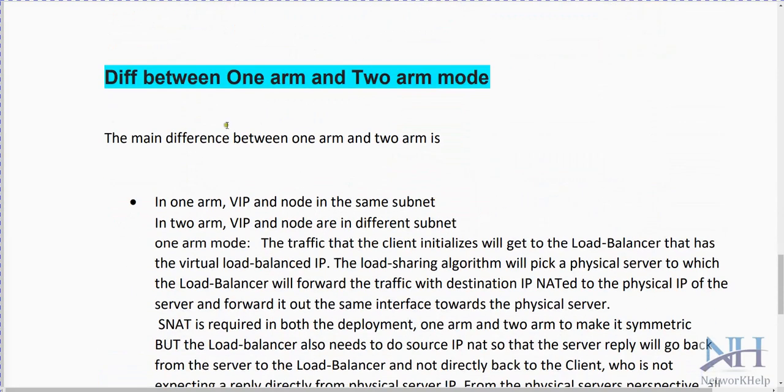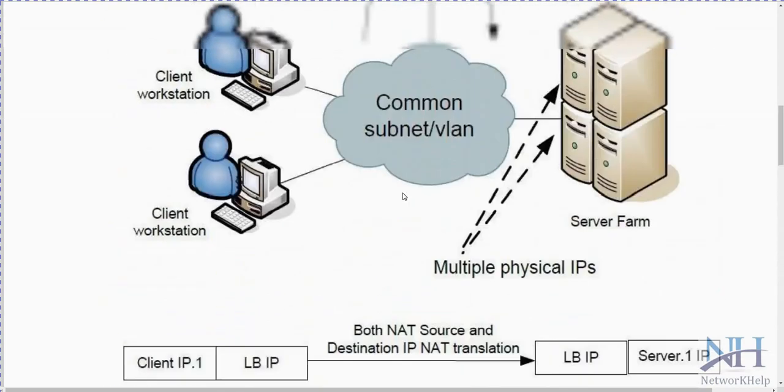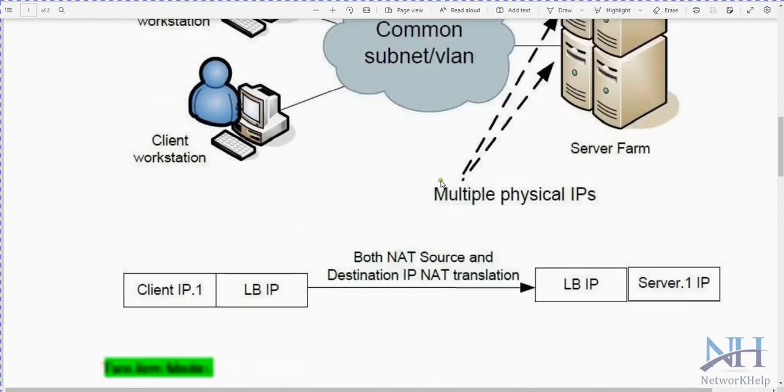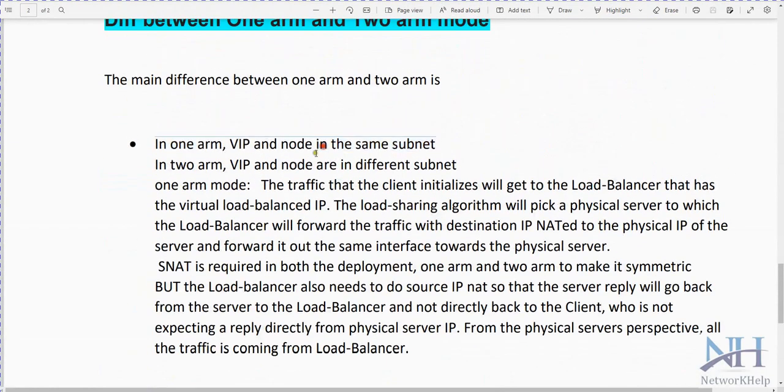So now you can discuss the difference between the one arm and two arm mode. So what are the differences? The main difference between one arm and two arm is VIP and node in the same subnet. Okay, if you talk about one arm, you can see the example: your VIP and node are in the same subnet. But in two arm, VIP and nodes are in different subnets.